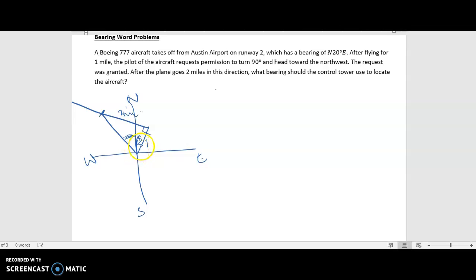Now you have to use the knowledge of our trig ratios. Let me write this clearly. This is 2 miles, and this is 1 mile. So we have the opposite side of the angle that we need to find, and the adjacent side, 1. Which trig ratio would you use that involves opposite and adjacent? Yes, you're right. It is tan. So theta is the angle that we need to find, and the opposite is 2, adjacent is 1.